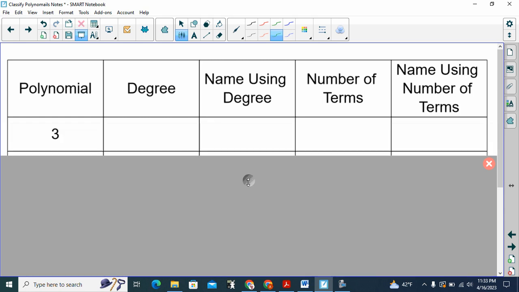So our first polynomial is just the number 3. Remember, the degree is the biggest exponent. Well, I don't have any x's. This is the same as 3 times x to the 0, because remember, x to the 0 is 1. 3 times 1 is the same thing as 3. So my highest exponent on my variables is 0. If the degree is 0, we call it a constant polynomial.